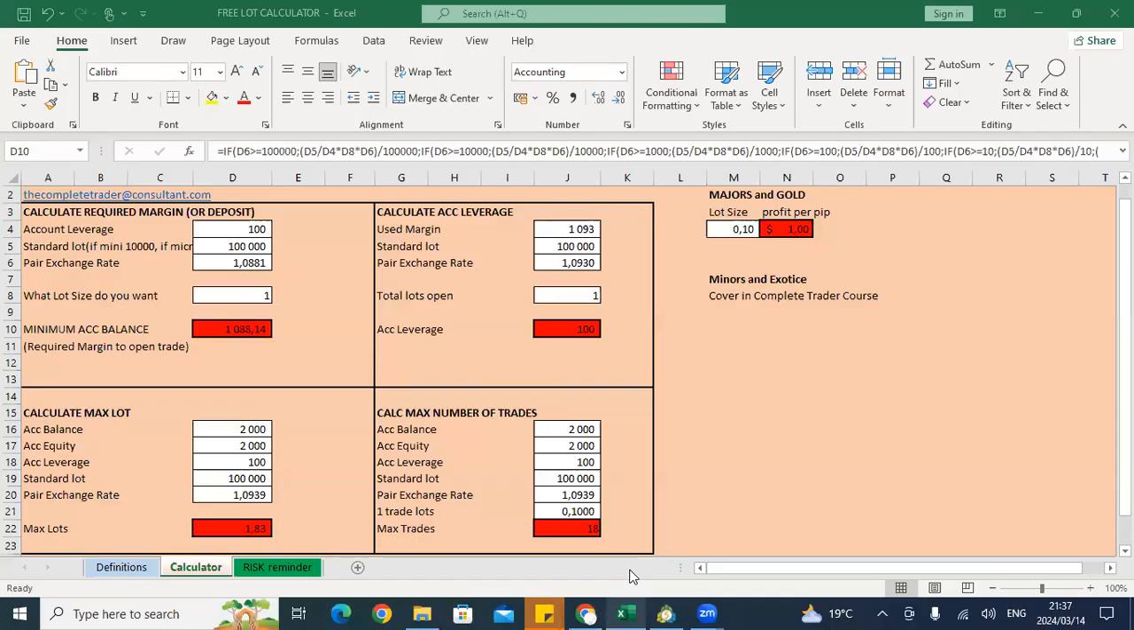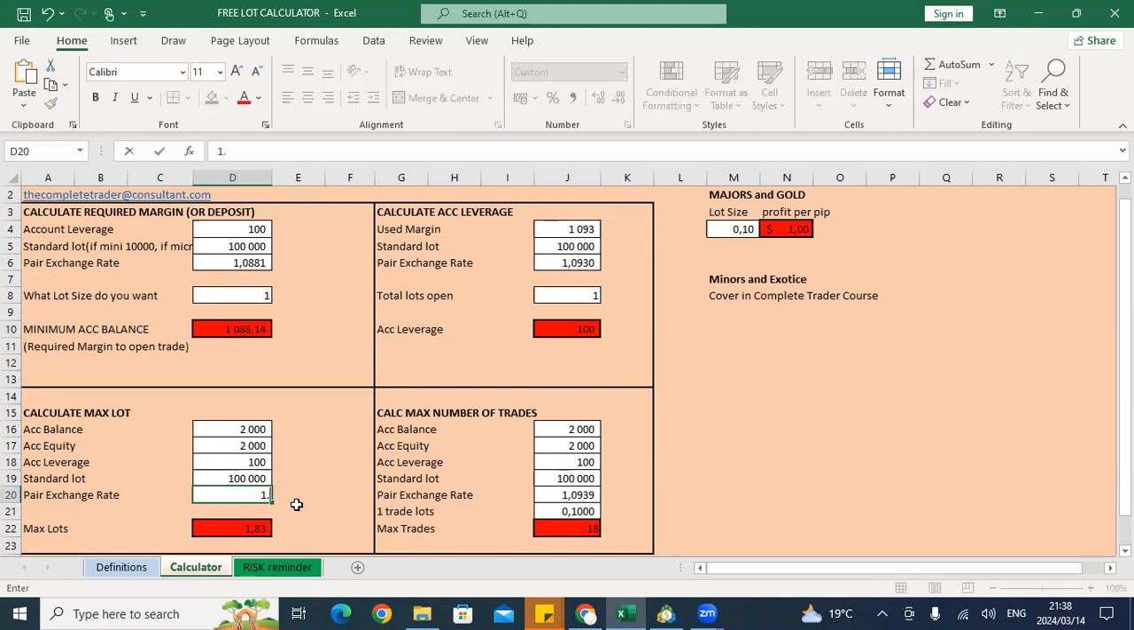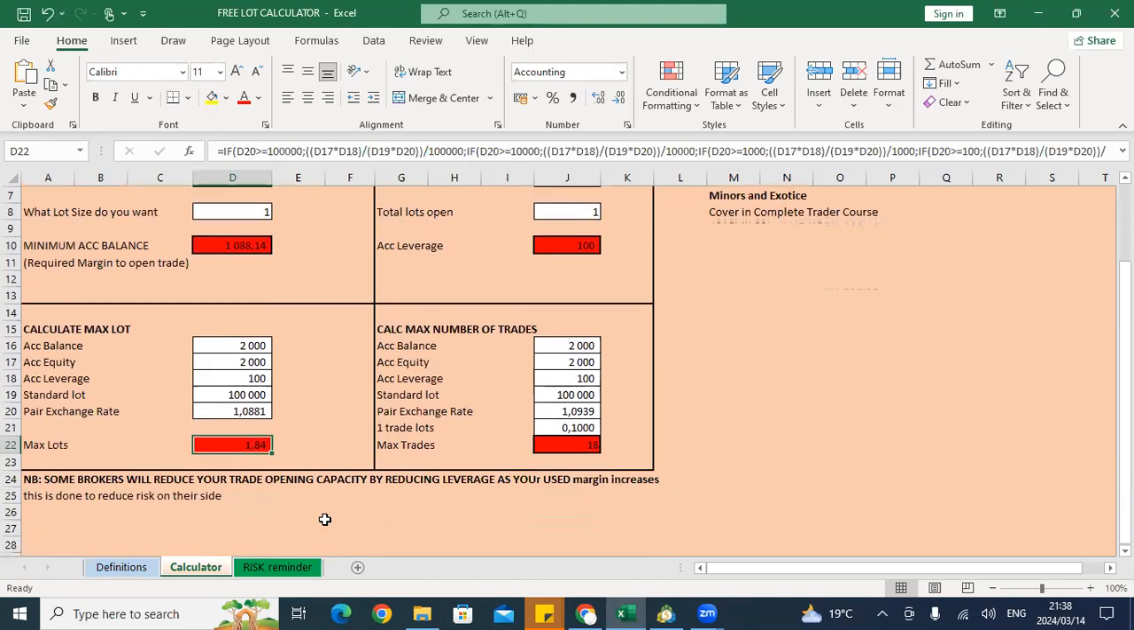And of course, there are other calculations that you may need to do. For example, what is the maximum lot size you can open for a certain account balance? So let's say you have a $2,000 account, and you have a leverage of 1,000, and the standard lot is that. So the exchange rate is 1.0881. That means I can open a maximum of 1.84 lots on this account. So as you can see, there's a lot of work done here in terms of the calculation.